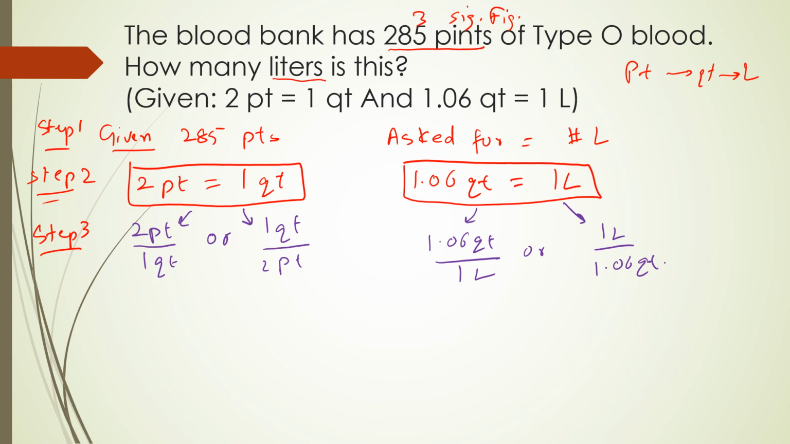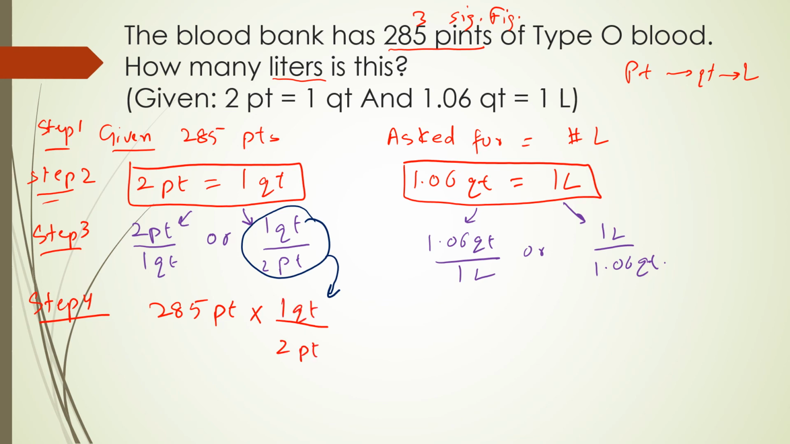Now step number 4 is starting from the given value. So given value is 285 pint, multiply with a conversion factor which cancels the pint unit. So only conversion factor which is going to cancel is this one. So it means this conversion factor goes here. So 2 pints down here and 1 quart up here. So as you can see, the pints and pints are on the opposite side, so they cancel each other out. So now we have quart.